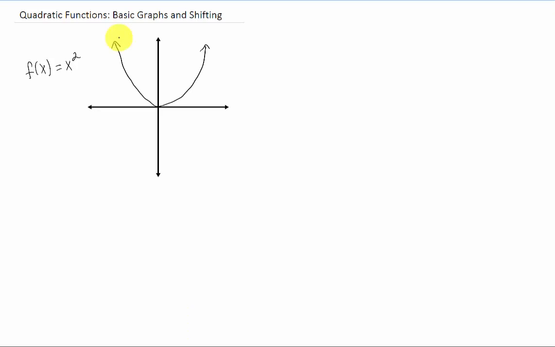A basic quadratic function is just f of x equals x squared. And its graph looks something like this. It has a vertex right here at the point (0, 0), and it's a parabola opening upwards.